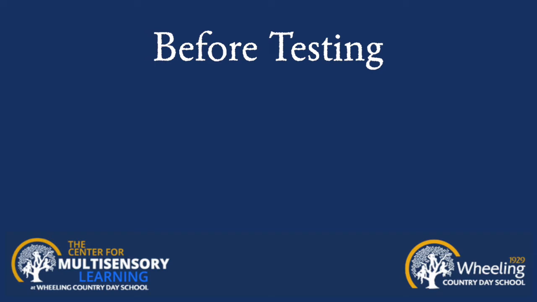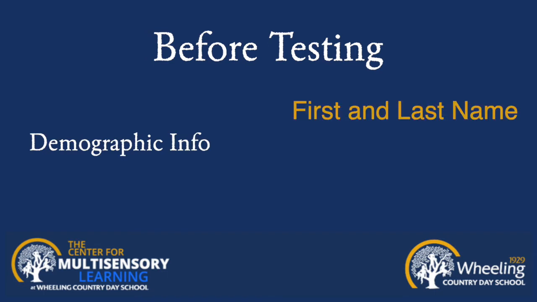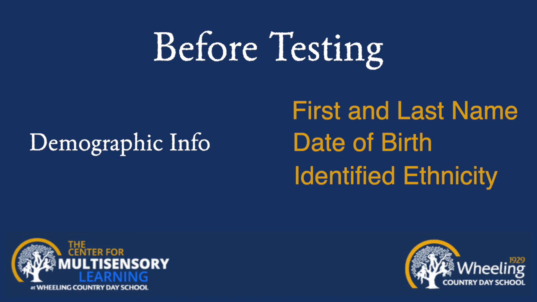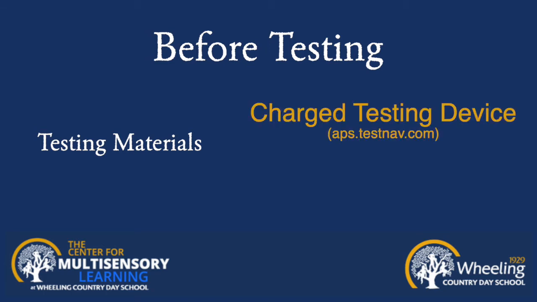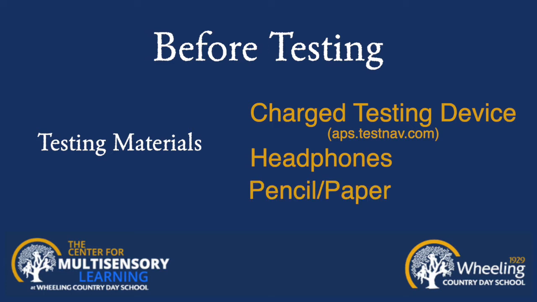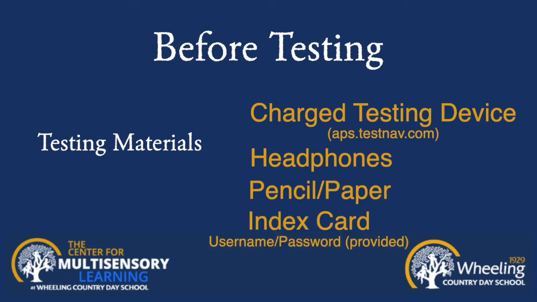Before testing, the Wheeling Country Day School facilitator should have been provided the following demographic information for each student: their first and last name, their date of birth, and identified ethnicity. Here are the things that you should provide for the students that are present before you: a charged testing device, open to the proper URL, which is aps.testnav.com. They also should be provided with headphones, pencil, paper, and an index card with the provided unique student username and password.